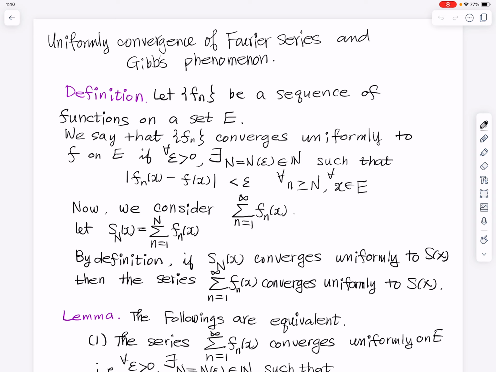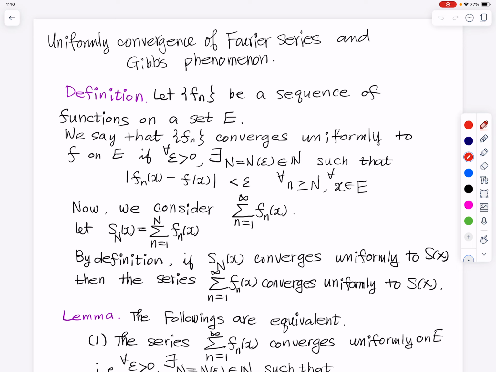Okay, so today what I'm going to talk about is uniform convergence of Fourier series and the very important Gibbs phenomenon. So let me introduce a couple of definitions first.